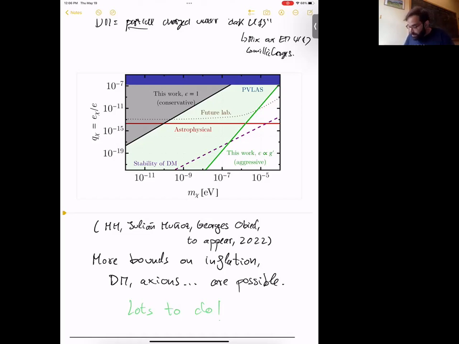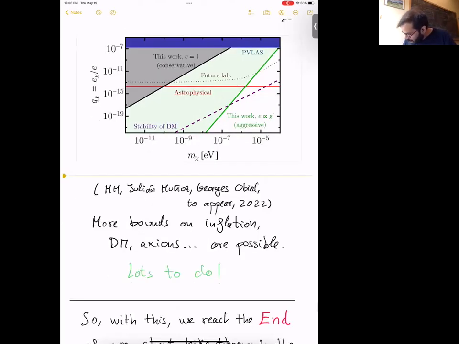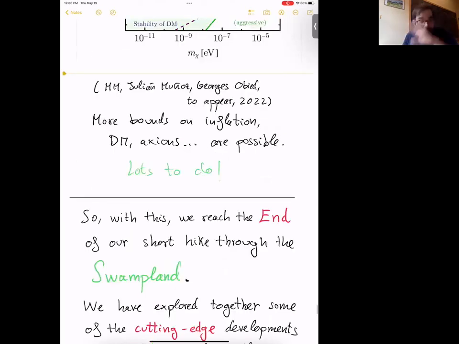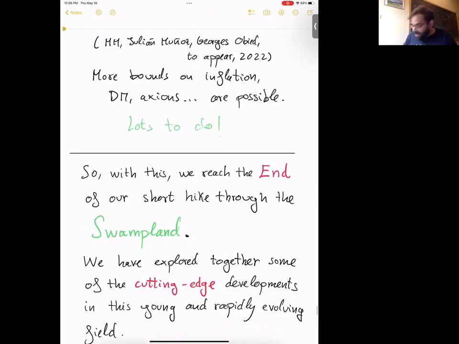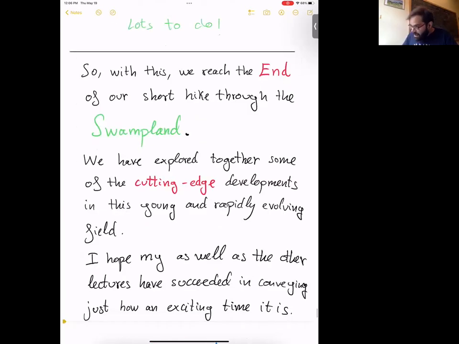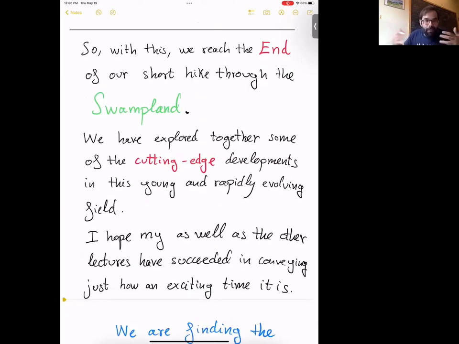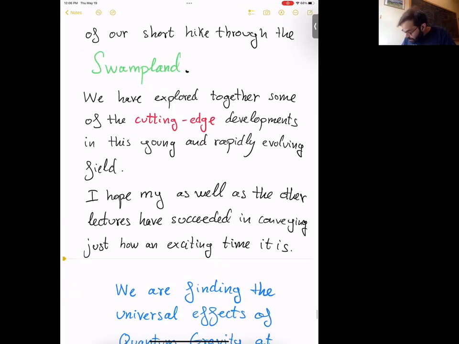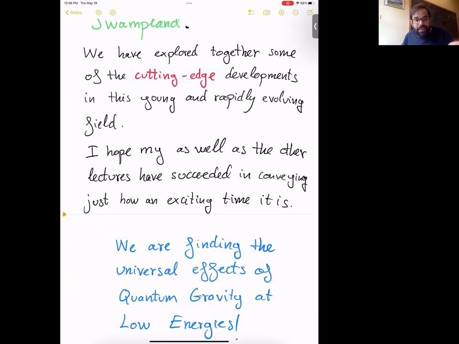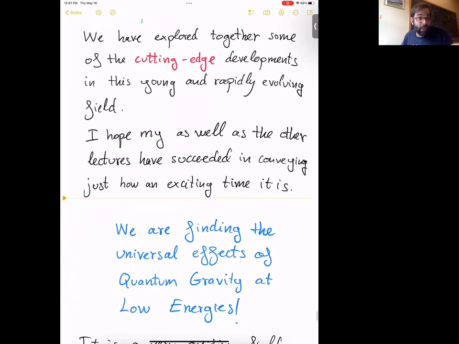But before I do that, since I am the last person to speak in the school, I have the honor to wrap everything up for everybody. So with this, I think we reached the end of our short hike, at least the part where I guided you through the Swampland. We focused on some cutting-edge developments. But it's a field which is young and rapidly evolving. There are many opportunities to work, many open questions, and it's super exciting because we are really trying to find universal effects that quantum gravity has at low energies.